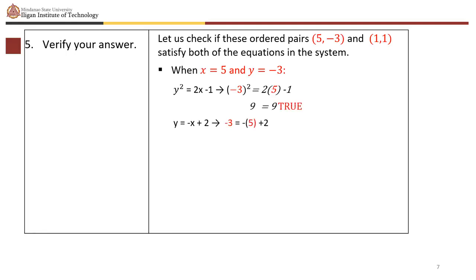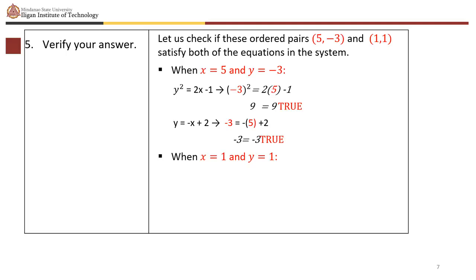Next, we make use of the other equation, that is y equals negative x plus 2. And again, substitute the value when x is equal to 5, so you have minus of 5. And our y is negative 3. Is this true? We have negative 3 equals negative 5 plus 2, but negative 5 plus 2 will give us also negative 3. So meaning to say, it's also true for the second equation. That is, negative 3 is equal to negative 3 is true.